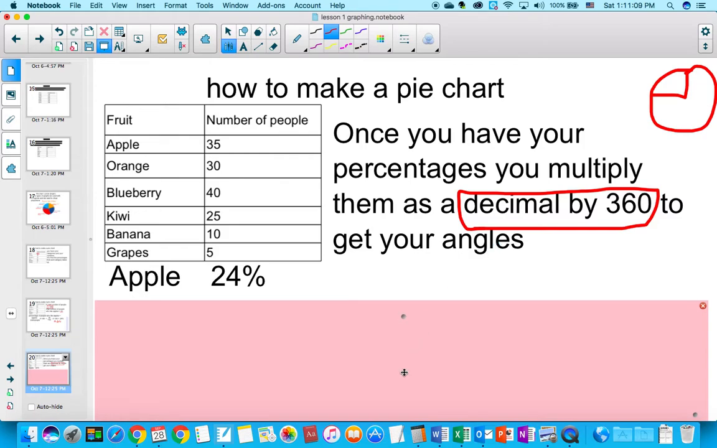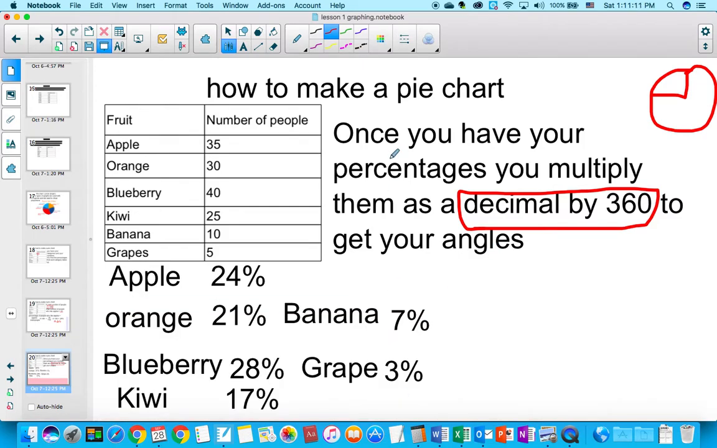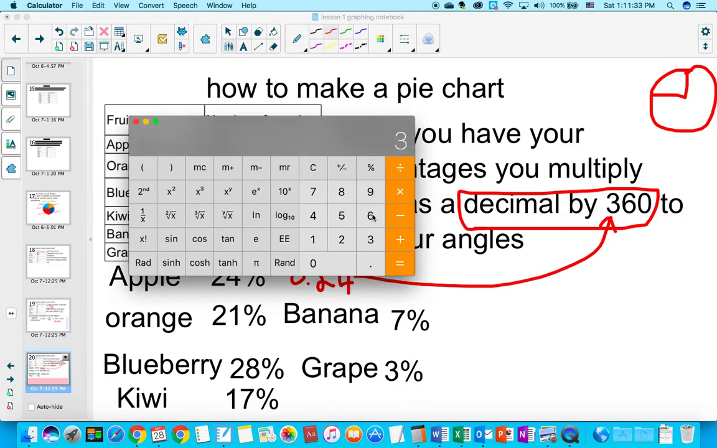So we have all our percentages here, and all we need to do then is multiply 24 as a decimal. So we go 0.24, that's our percent as a decimal, and multiply it by 360. Whatever number you get, so if we were to do that, 360 times 0.24, boom, we have 86.4. Not quite 90, because that would make it 25%.